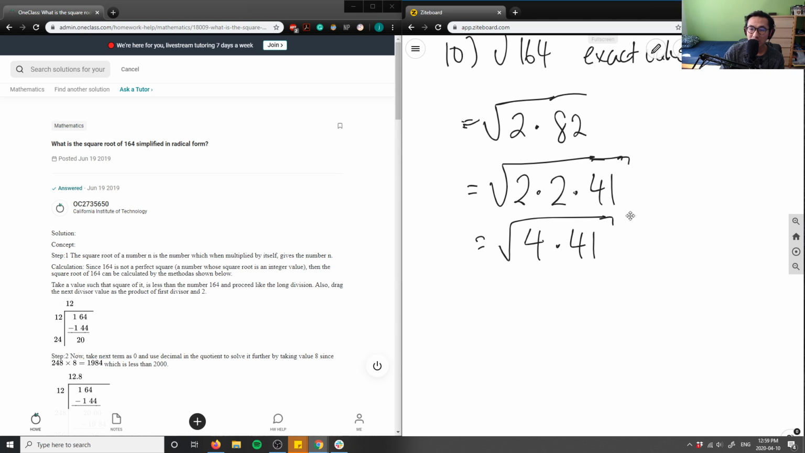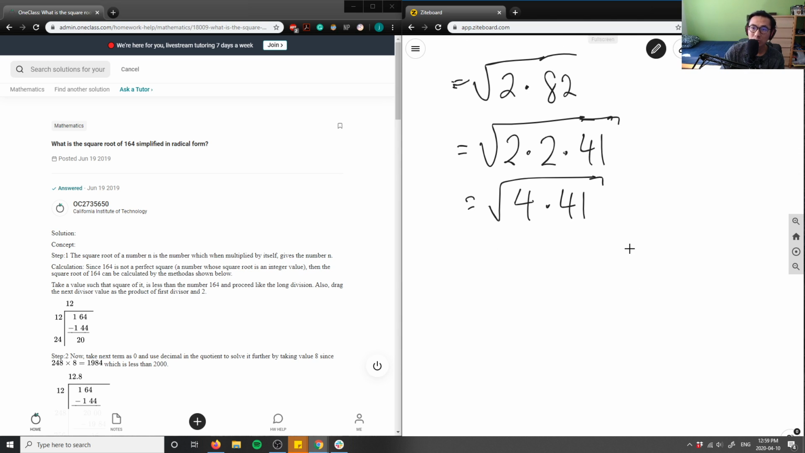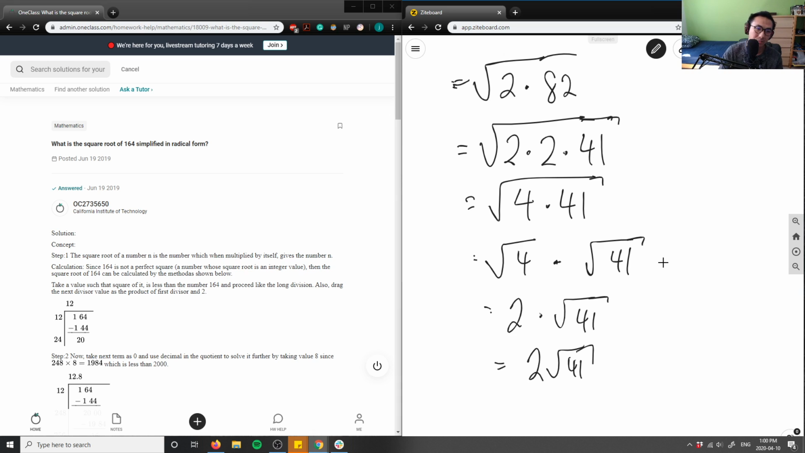What I can do is split these up into two different roots. I have root 4 times root 41. So I can visualize it like this as well. And we know the square root of 4 equals 2. So 2 times 41 here would be my answer. Again, 41, if you don't know, is a prime number, which means I can't square root this number to get a whole number. So in this case, my answer is 2 root 41.